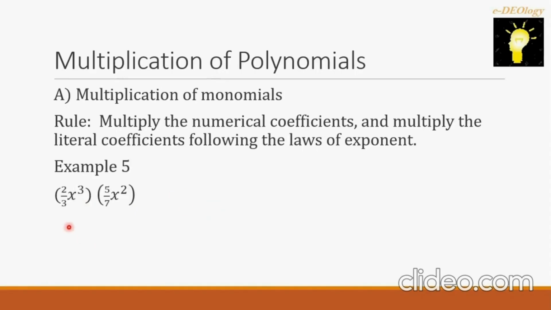Example 5, the terms are 2/3 x cubed times 5/7 x squared. So we multiply the numbers. In this case, we have fractions. So the numerator multiplied to numerator, denominator multiplied to denominator. So we have the 2 times 5 becomes 10, 3 times 7 is 21. For the x cubed times x squared, we will get the x raised to 5. So the final answer, 10/21, x raised to 5.